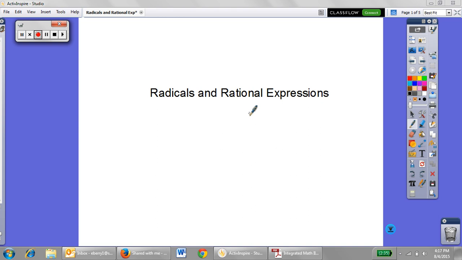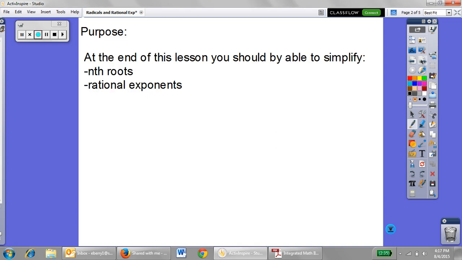Hello students. Today we'll be talking about radicals and rational expressions. At the end of this lesson, you should be able to simplify nth roots and rational exponents.